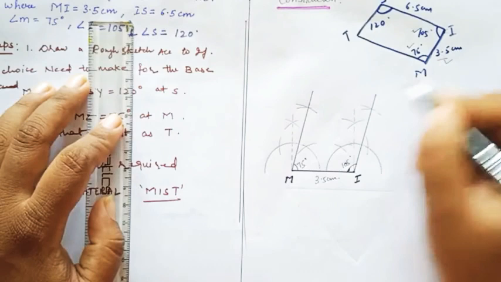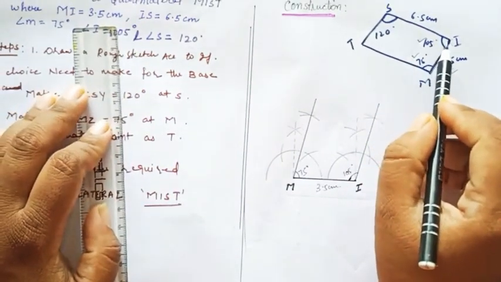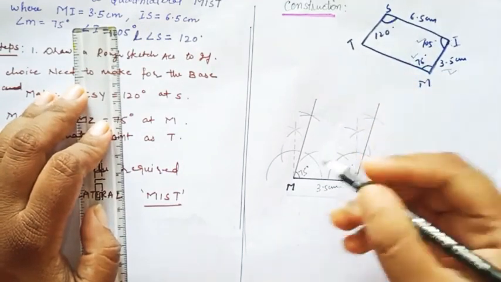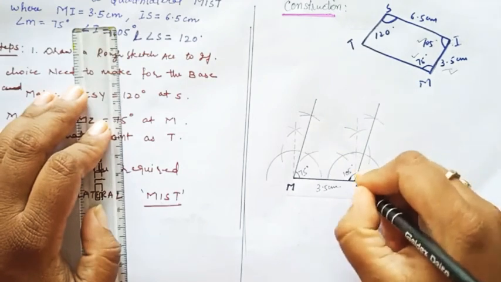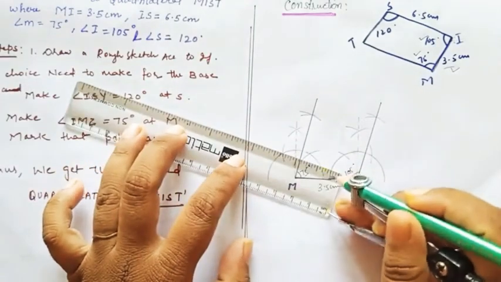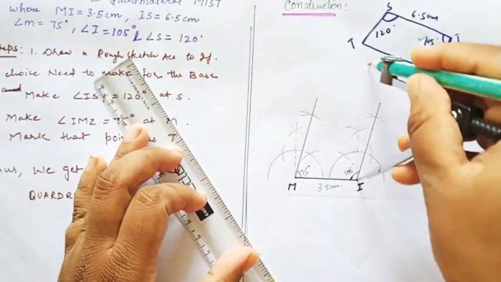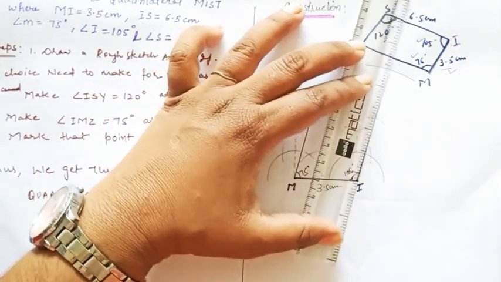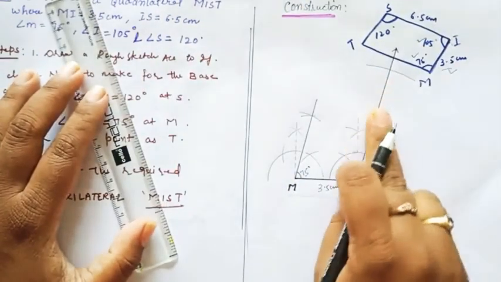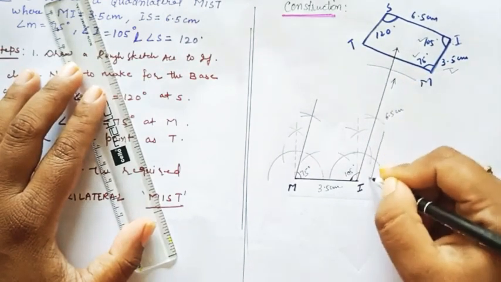Now we have to mark point S. For that, what I need to do is, from point I I have to put one arc of 6.5 centimeters. First of all, measure 6.5 with the help of the compass. This is 6.5. Extend this line till that arc. This is 6.5 centimeters and this point is our S.